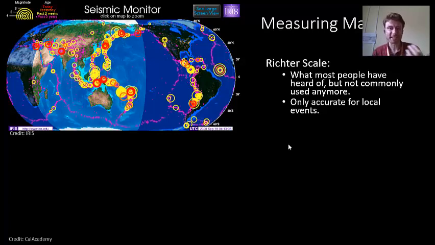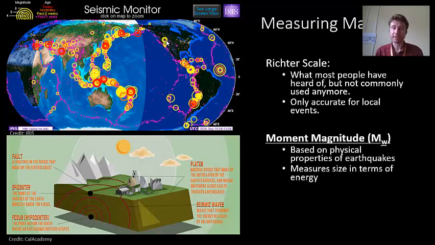However, this Richter scale is not commonly used anymore because it uses a formula which tends to be accurate only for local events. It was first developed in California, and it showed that the amplitude, the amount that a seismograph would shift due to an earthquake, was relative to that earthquake's location. So the Richter scale is good for talking about the magnitude of local earthquakes, but a more globally recognized measurement now is called moment magnitude, which you should be familiar with.